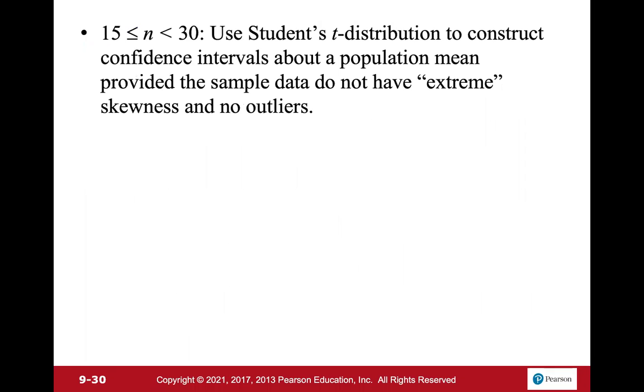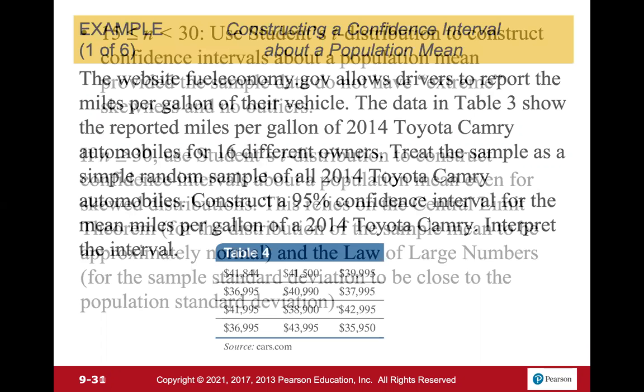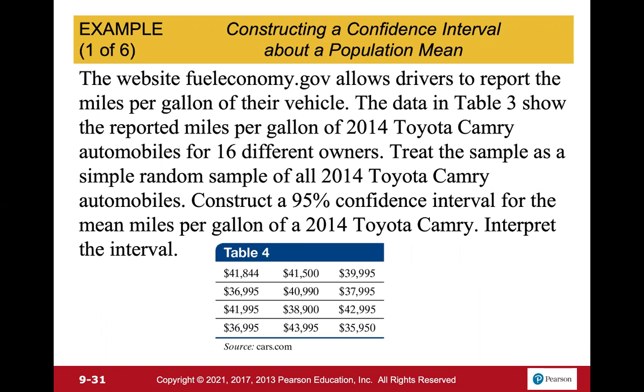For n between 15 and 30, use the student's t-distribution to construct intervals about the population mean, provided that the sample data do not have extreme skewness and no outliers. If n is greater than 30, use the student's t-distribution to construct confidence intervals about the population mean. Even for skewed distributions, this relies on the central limit theorem for the distribution of the sample mean to be approximately normal, and the law of large numbers for the sample standard deviation to be close to the population standard deviation. Okay, so after all of that, we could just use the student's t-distribution.